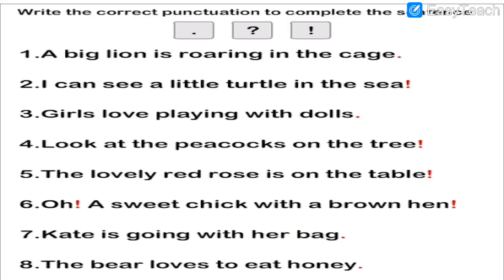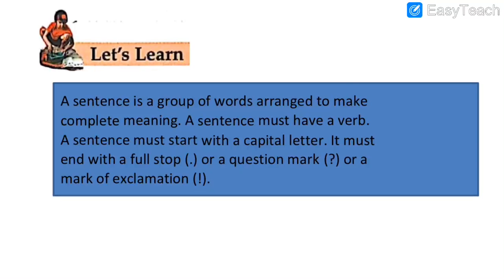Let us continue. Let us learn what is given. A sentence is a group of words arranged to make complete meaning. As I told you, a sentence must have a complete meaning. A sentence must have a verb. As we have seen, what are the verbs?